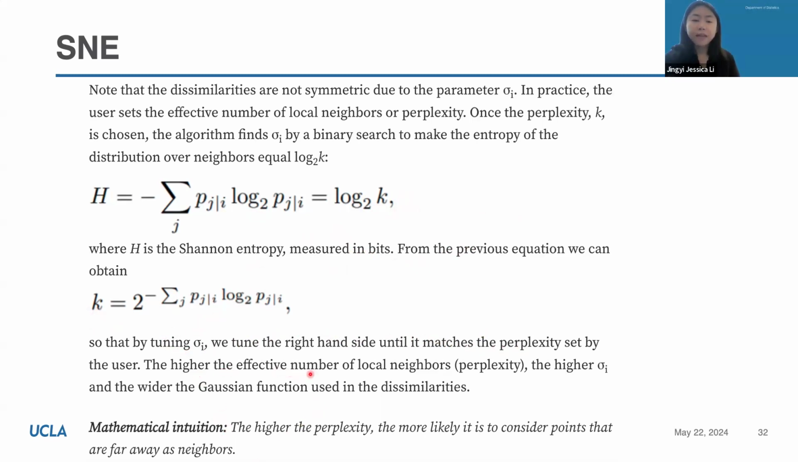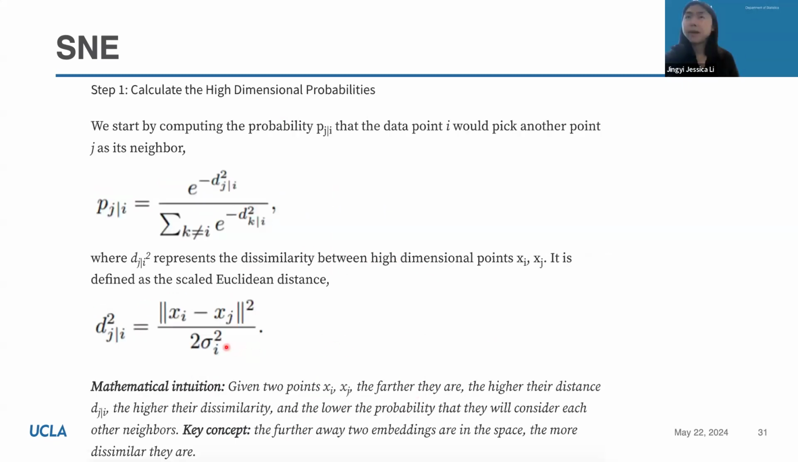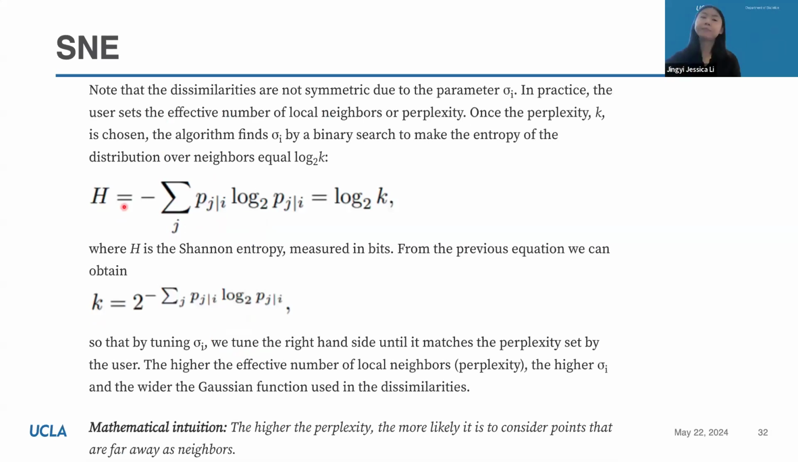The higher the effective number of local neighborhoods, the perplexity, the higher sigma i, and the wider the Gaussian function used in the similarities. So the larger sigma i, the wider the Gaussian density is, then you will cover more neighbors. More neighbors will be considered as neighbors, instead of having a very narrow Gaussian where you only pick the closest neighbors. So that will determine the neighborhood size. That's why perplexity k is crucial. The larger the perplexity, the more points are pulled together, while if you have perplexity very small, you may have some small clusters in your t-SNE plot, which we'll talk about. The mathematical intuition is that the higher the perplexity, the more likely it is to consider points that are far away as neighbors.